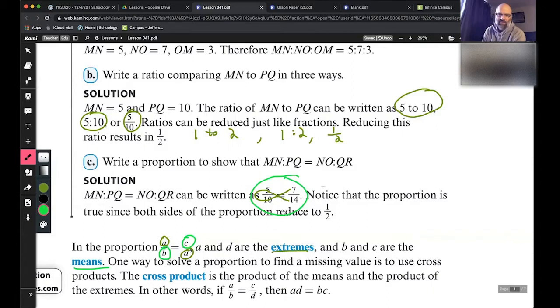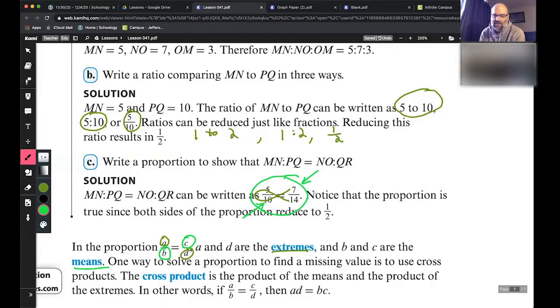So up here, see this 5 is to 10 and 7 is to 14. What are the means of this proportion? Half? Oh no, sorry. Wait, never mind. I was looking at the 5 to 10, 5 to 10. Sorry, I wasn't looking at that. I was looking at the one above it. I'm really sorry. That's all right. What was the question?